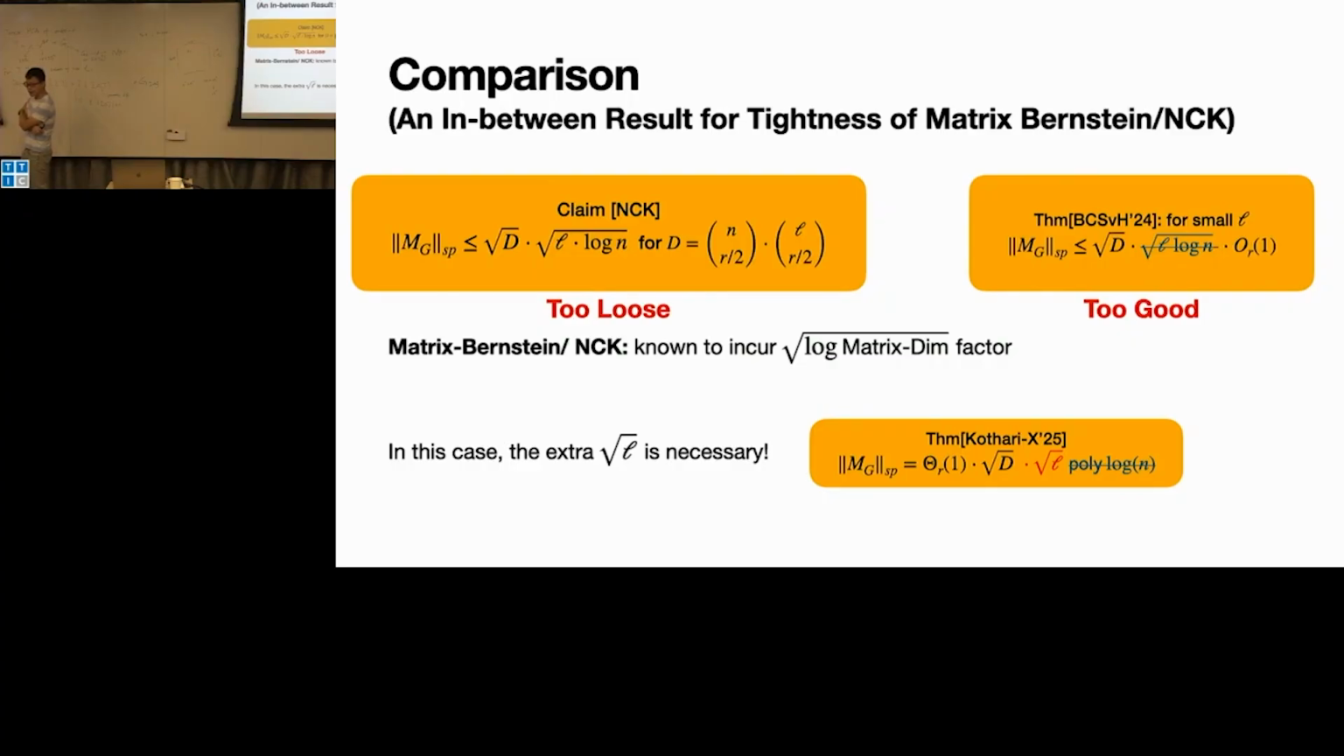But as opposed to the result by Bandeira et al., we observe that for larger L, their bound is in fact too good to be true. Notice that they entirely remove the square root L log n here, but what we are getting is just removing the root log n, but keeping the square root L factor. So this is interesting in that it's sandwiched between NCK and the case where you expect NCK to be lossy and the root log matrix dimension to be completely gone. We are saying that neither of them is true. We are in the in-between case.